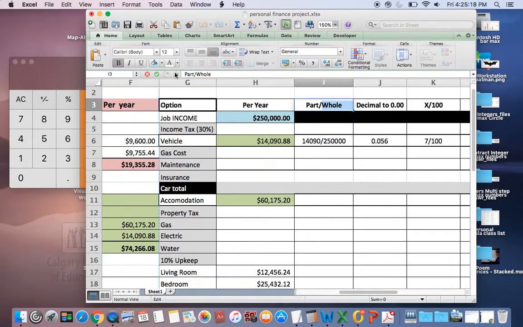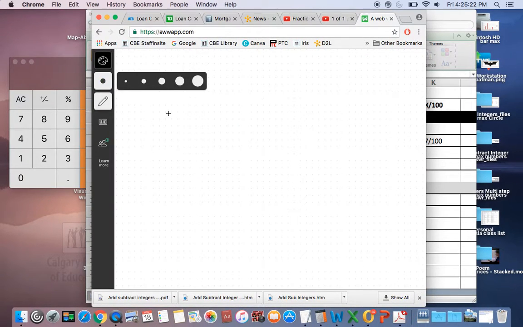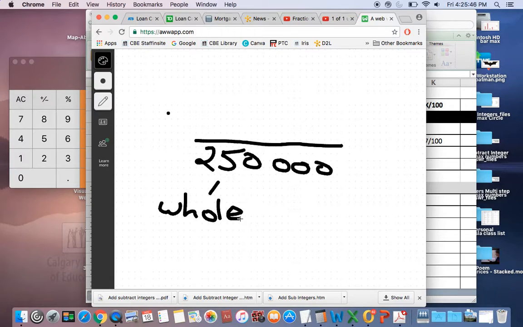So if we take a look at what I'm saying is that my income was 250,000, like so. Now, that's going to be the bottom part of our fraction. This thing here is the whole. So that's what we're going to be comparing everything to, is our income, right there.